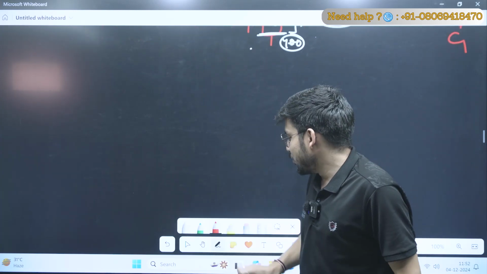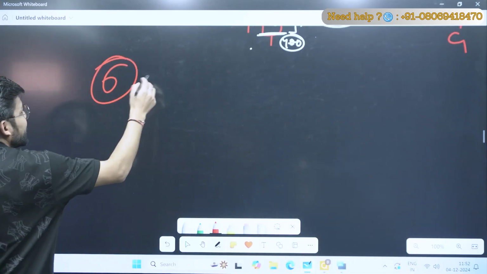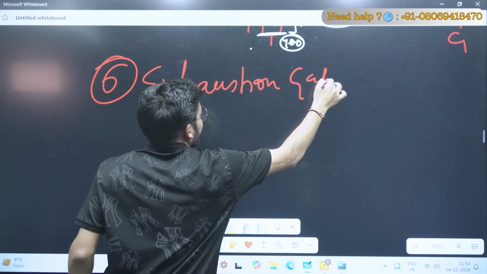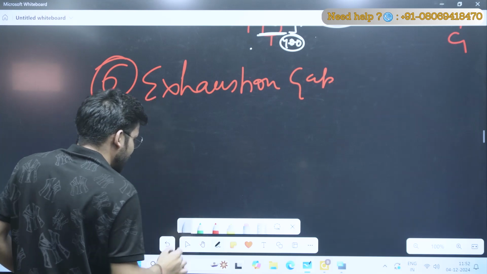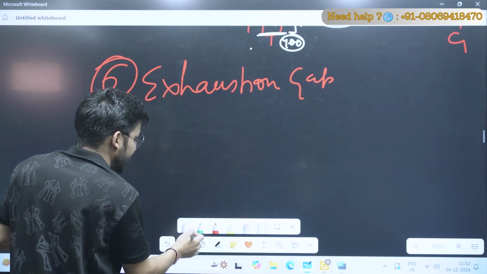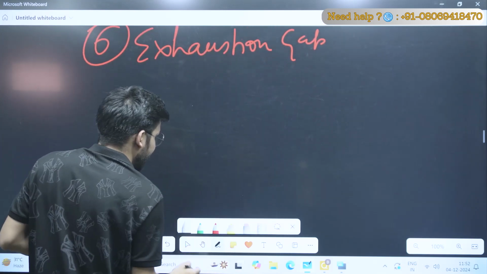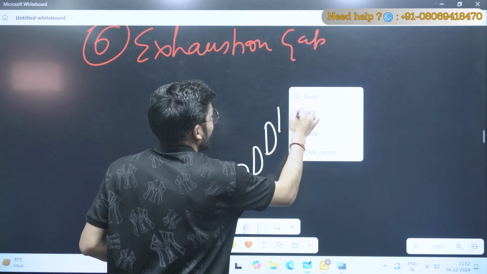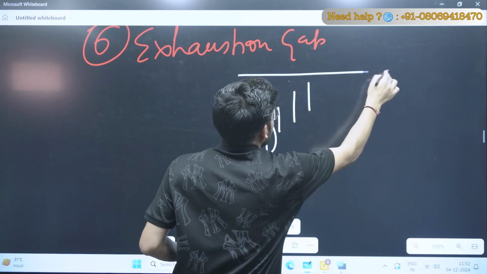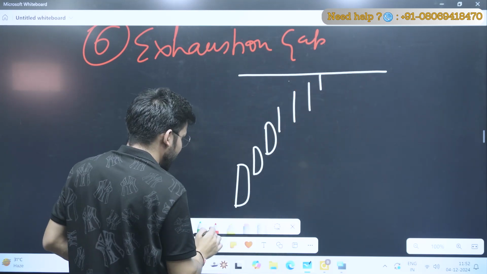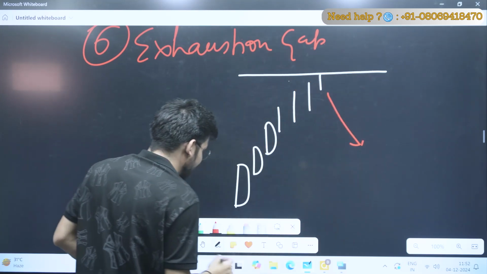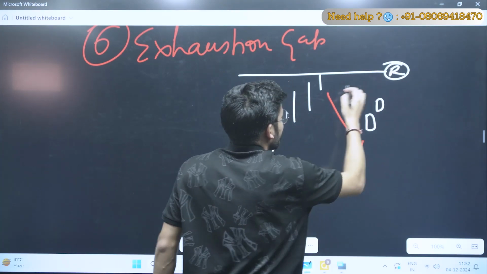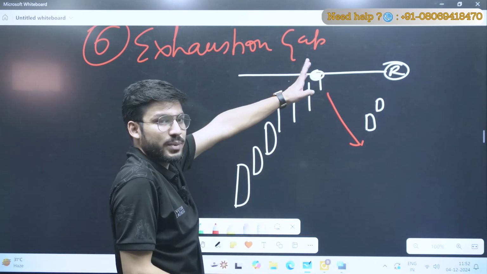Then moving ahead, we have the sixth kind of gap, that is our exhaustion gap. For the exhaustion gap, let's suppose there was a very good movement in the market previously, something like this. Your market moved upward and made a resistance at this point, and from there your market went downward. Now again the market is moving in the upward direction, somehow like this. So this is a very good resistance, because the market was facing rejection previously from here.